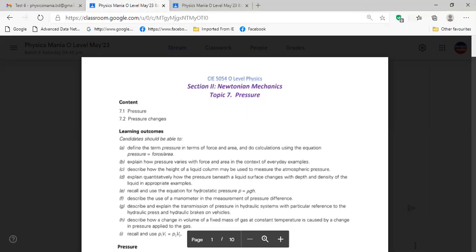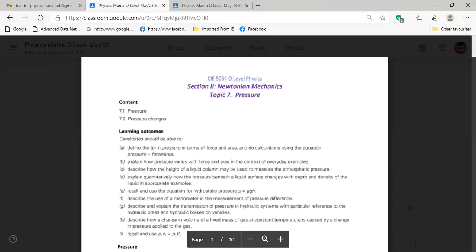examples. E, recall and use the equation for hydrostatic pressure, P equals rho g h. I think I learned this before somewhere. F, describe the use of a manometer in the measurement of pressure difference.